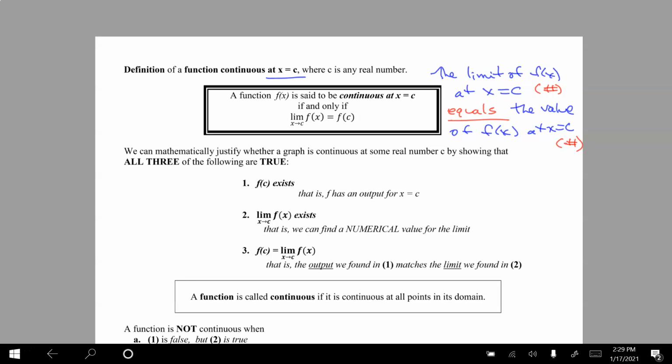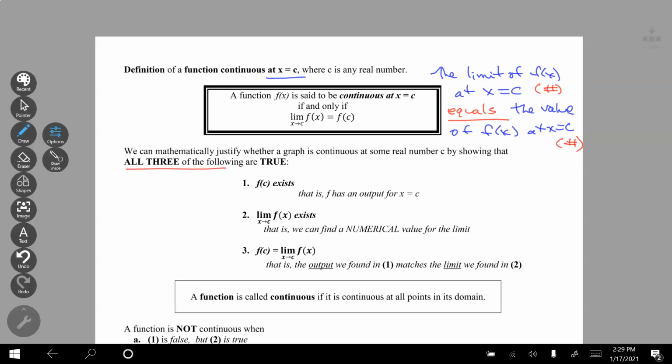So what we need is three things to happen, and all three have to be true. First, the value has to exist. So in other words, f of c has to equal some number.